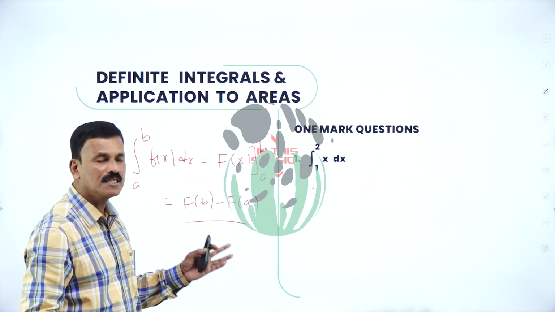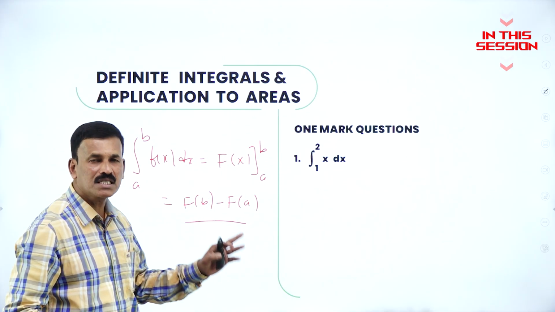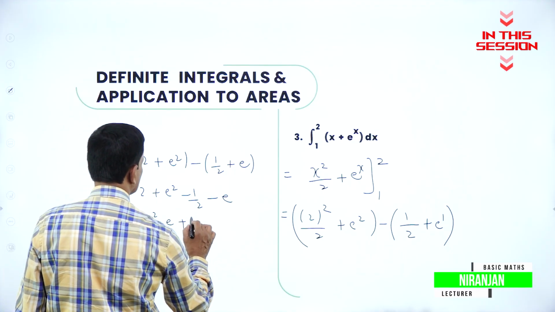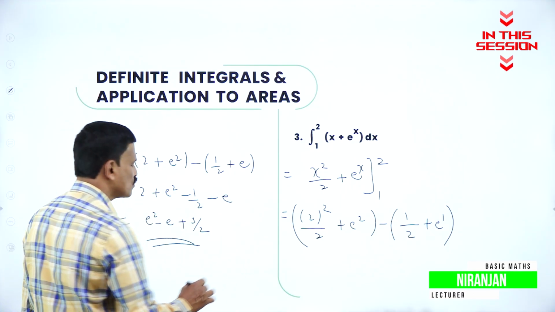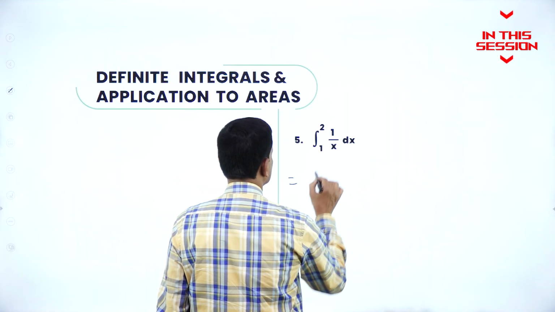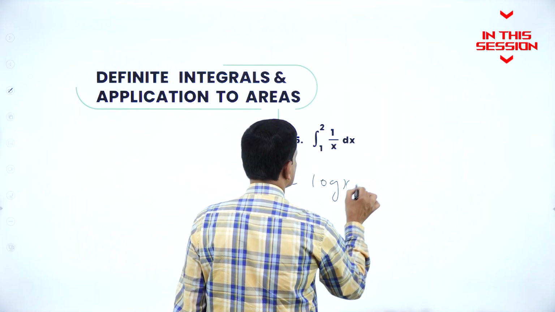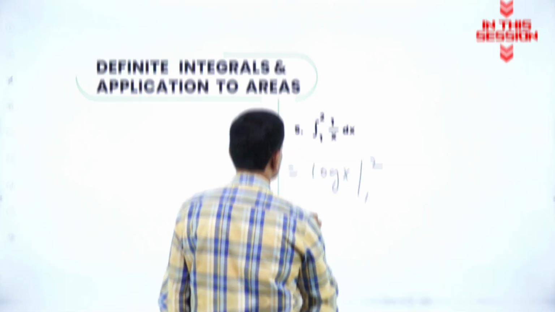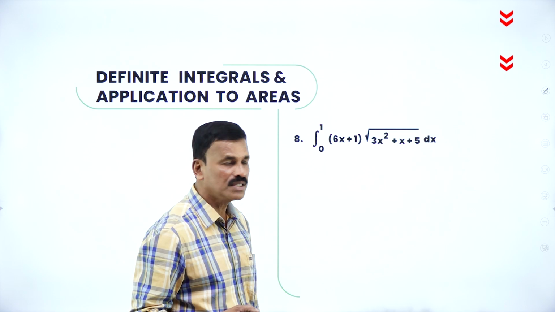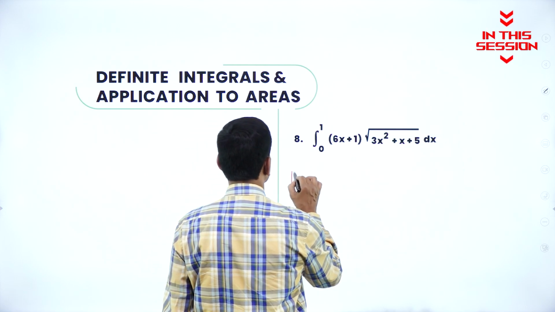Ordinary integrate it and apply the upper limit minus lower limit will give the definite values. Take LCM, 2 to the 4 minus 1 is 3 by 2. So e square minus e plus 3 by 2 is the integrated answer. Integration of 1 over x is log x, between limits 1 to 2. Integral 0 to 1 of (6x plus 1) into root of (3x square plus x plus 5) dx. So this can be done by the method of substitution.